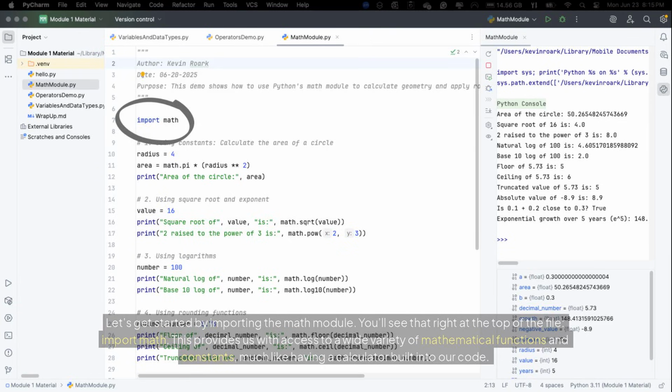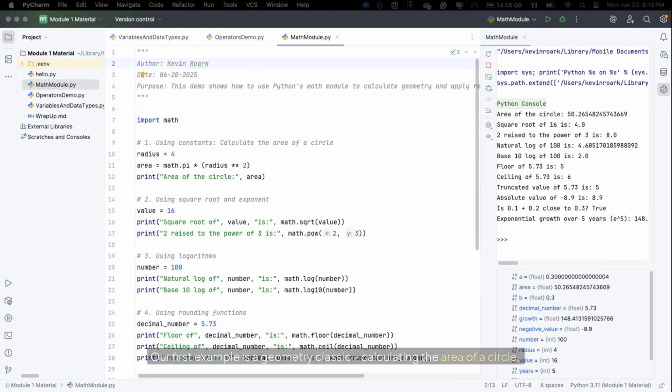Let's get started by importing the math module. You'll see that right at the top of the file. Import math. This provides us with access to a wide variety of mathematical functions and constants, much like having a calculator built into our code.